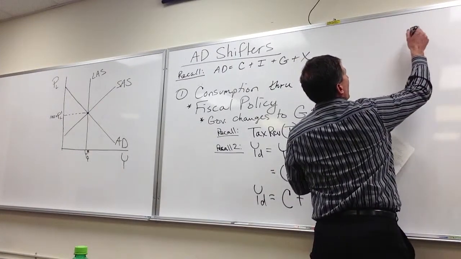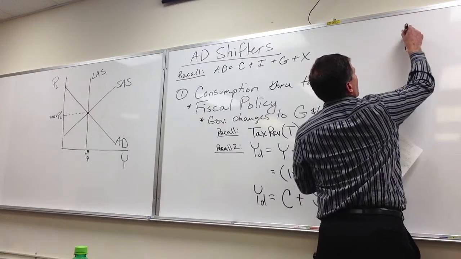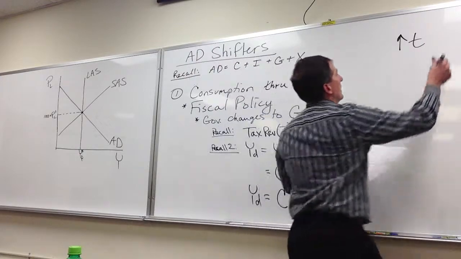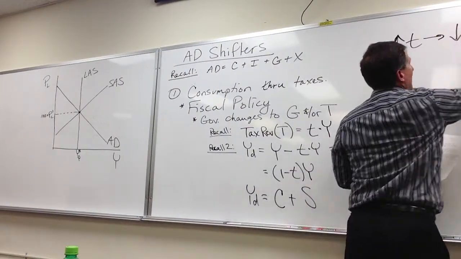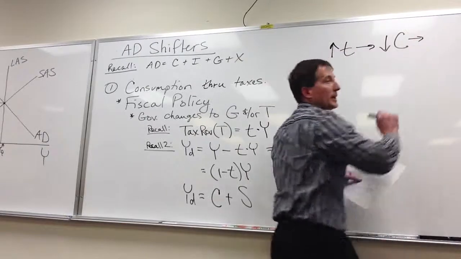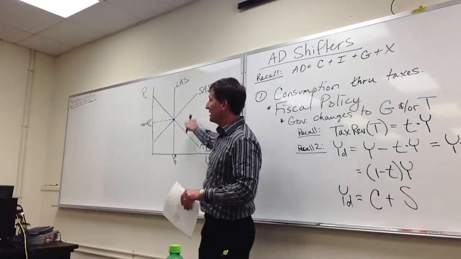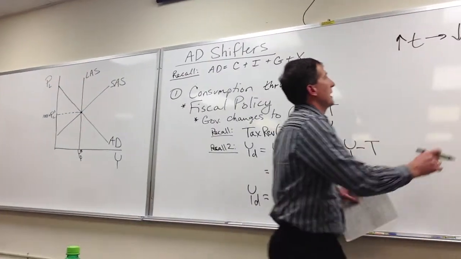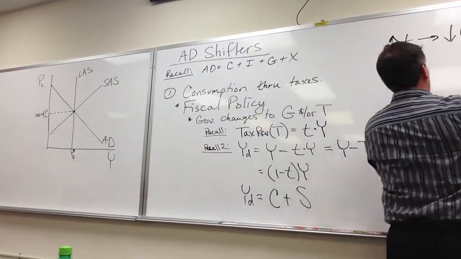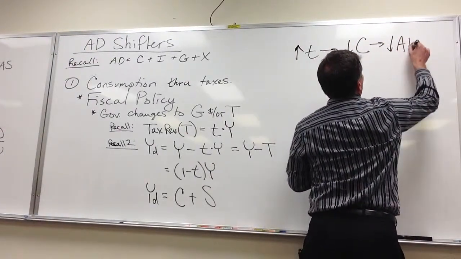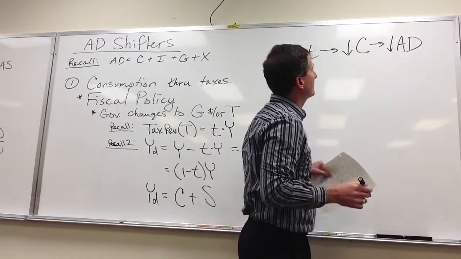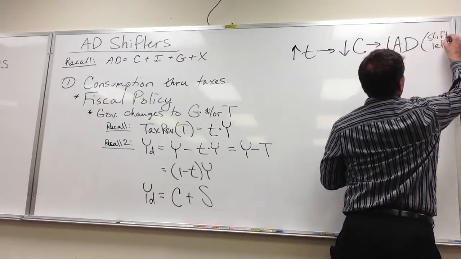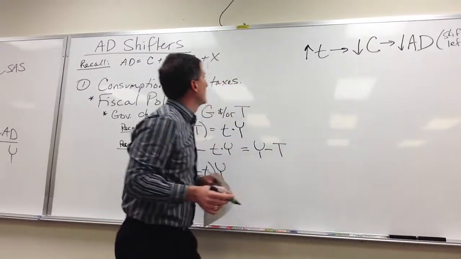So let's go through the logic we just did. An increase in little t, an increase in the tax rate, leads to a decrease in consumption, which now is going to manifest itself in this model as a shift of the aggregate demand curve. So a decrease in consumption is going to lead to a decrease in aggregate demand. And that is a shift to the left of aggregate demand.